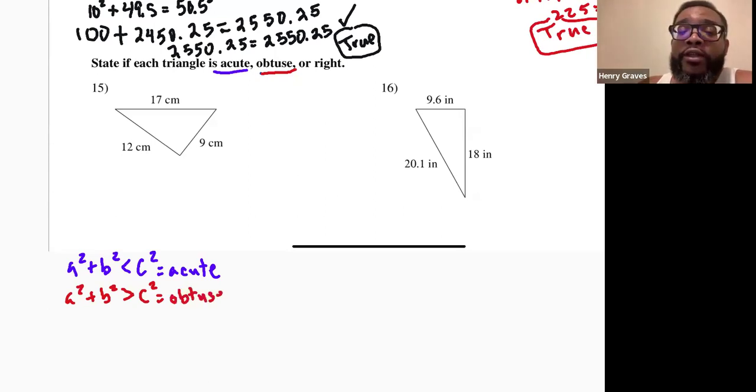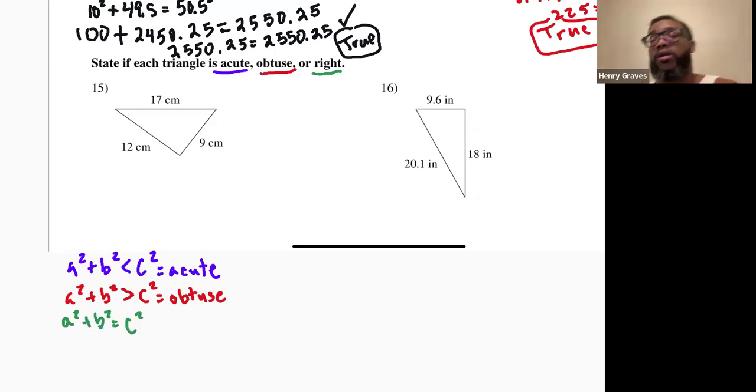And the right part, if I do a squared plus b squared is equal to c squared, that makes this thing a right triangle. So let's look at what we have for number 15.